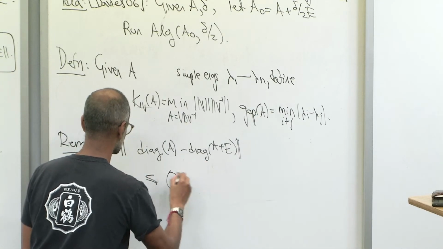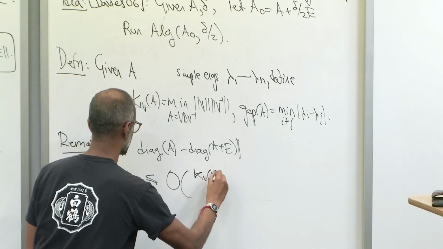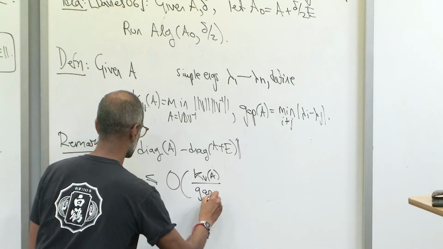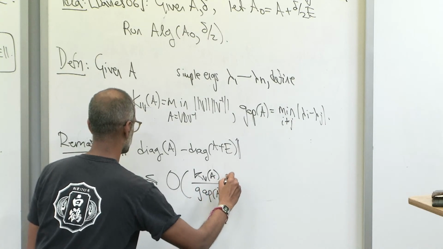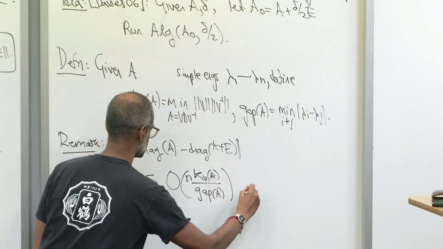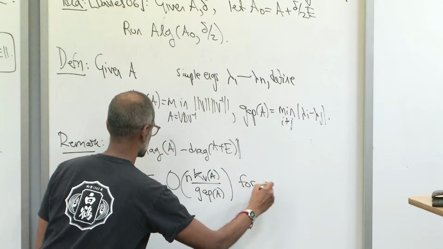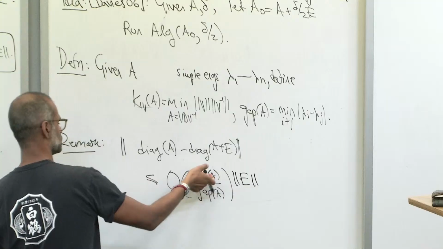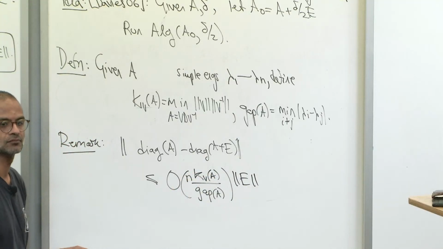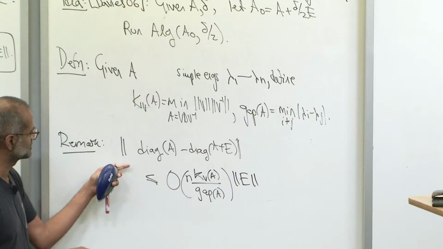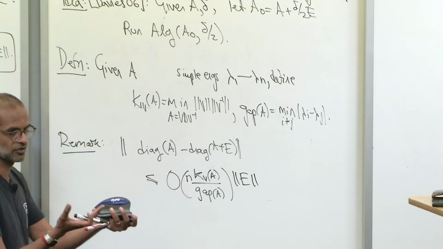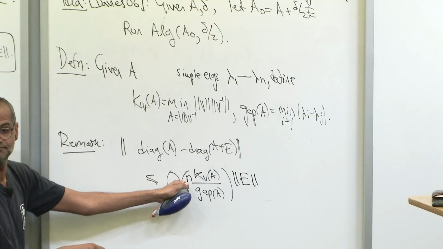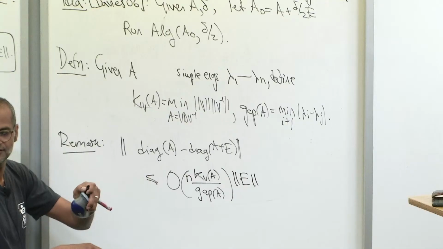And the answer is, this is order, I don't think there's an n here, it's just order of kappa V of A divided by gap of A, there might be an n here, to the 4, times norm of E, for E that's smaller than 1 over this number. So what is this telling you? In the language of condition number that Olga introduced, it's telling you that the condition number of the diagonalization problem is just the ratio of these two quantities. Does that answer your question, Peter?